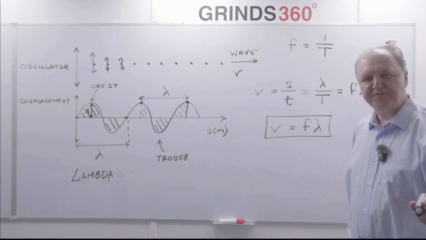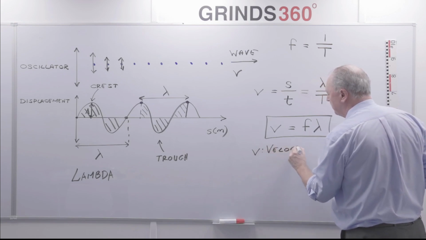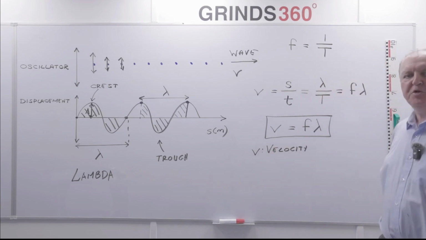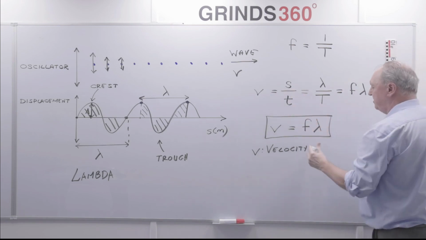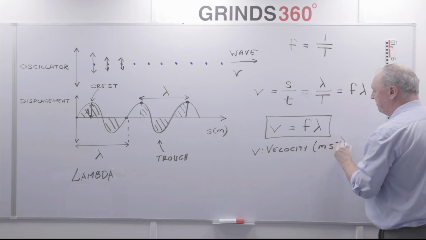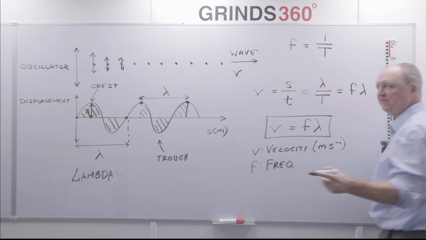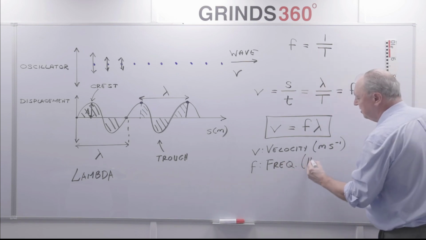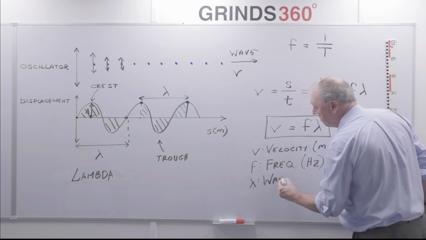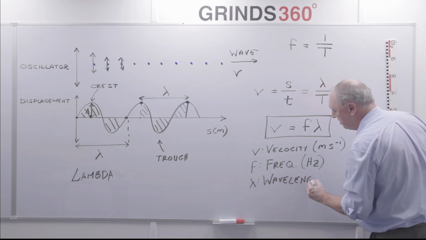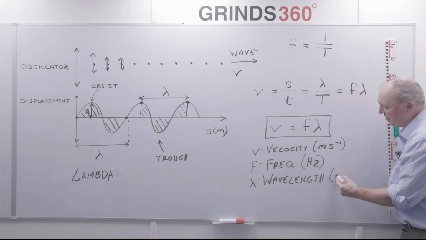You need to know what everything stands for. Well, V stands for the speed or the velocity of the wave. What are its units? The units for speed you know already. Distance, meters, divided by time, seconds. That gives me meters per second. F stands for the frequency. The units for frequency are hertz. And finally, lambda is your wavelength. And you know what? That's just a length or a distance. So it's going to be measured in meters.